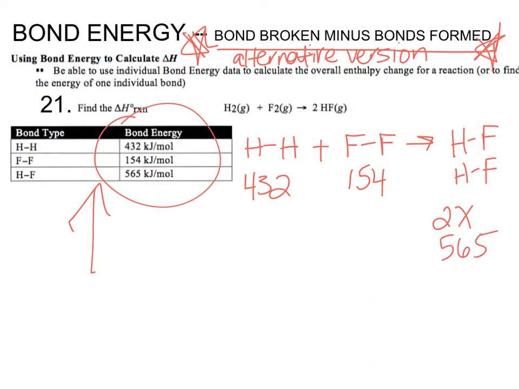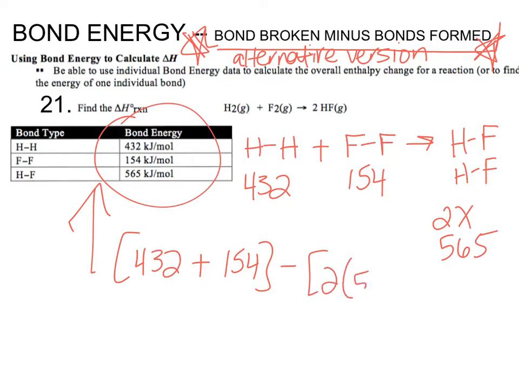So if we do bonds broken, 432 plus 154, the sum of the bonds broken, minus the sum of the bonds formed. We have 2 at 565. And that will give us our delta H. I love those. Those are so easy. They're so easy, we're only going to do one.